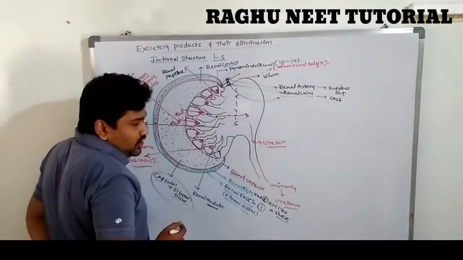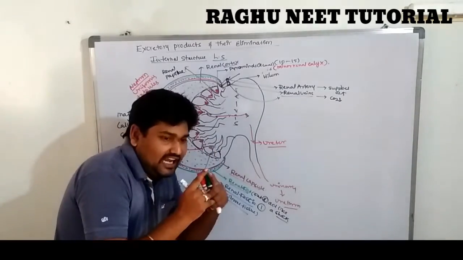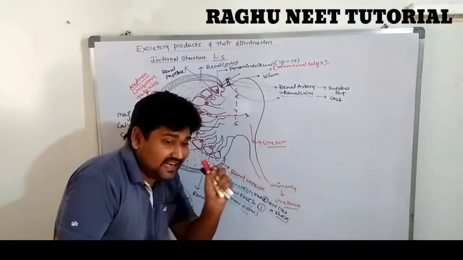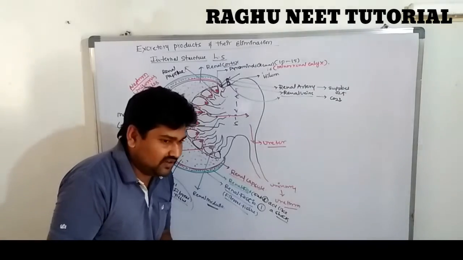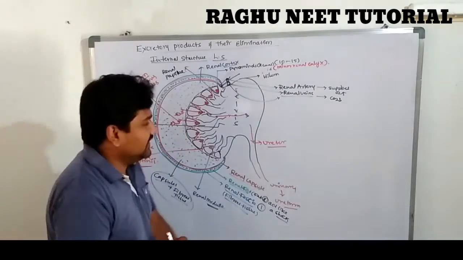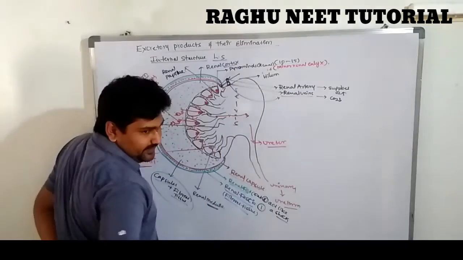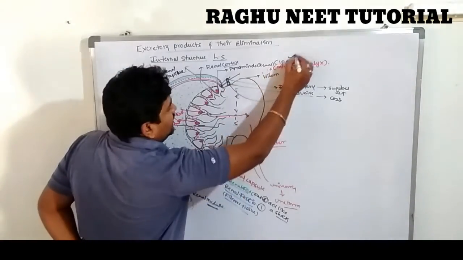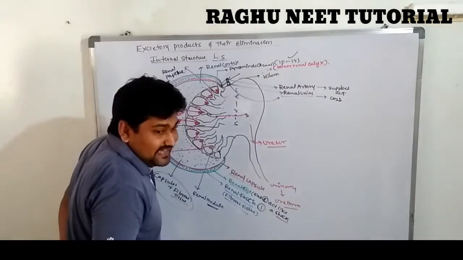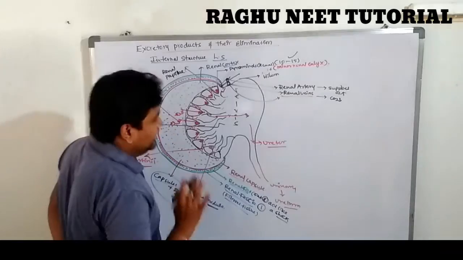The medulla contains a number of triangular-like pyramids. These triangle-like pyramids are called renal pyramids. How many in number? 10 to 15 renal pyramids are present on the inner side of the kidney.